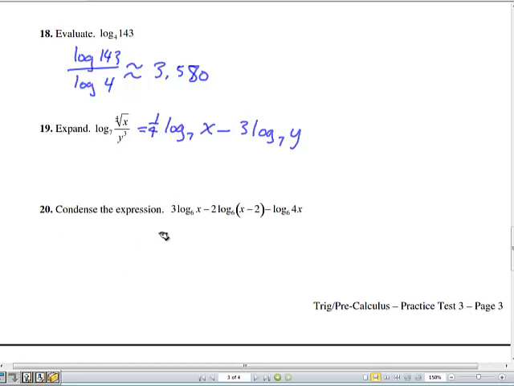Condensing, going the other way. Now we have log base 6. We're only allowed to use the log symbol one time when we're condensing. So now we have x to the 3rd over, because it's a negative, this will be x minus 2 to the 2, and then since this is negative, that goes in the denominator also, times 4x, like that.